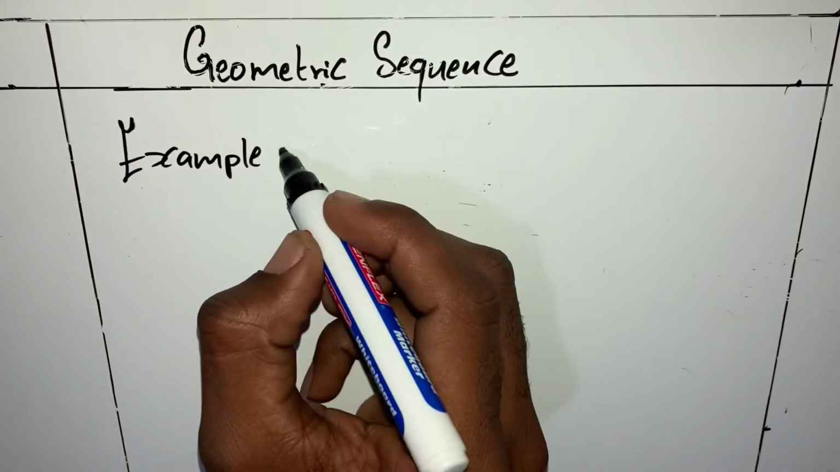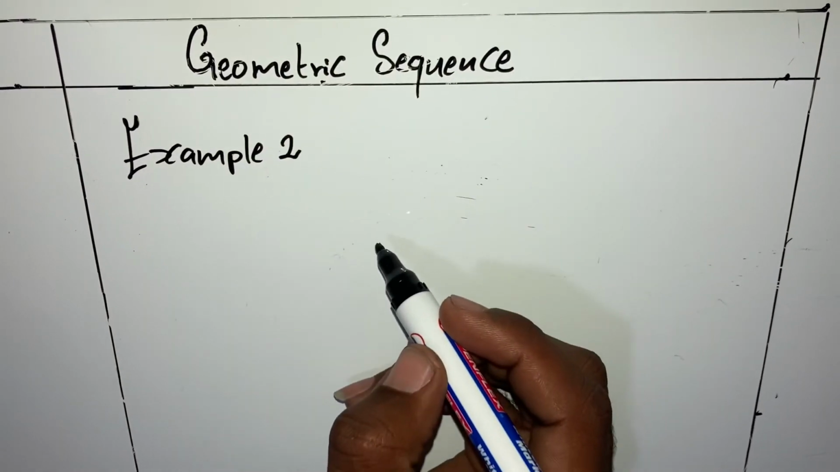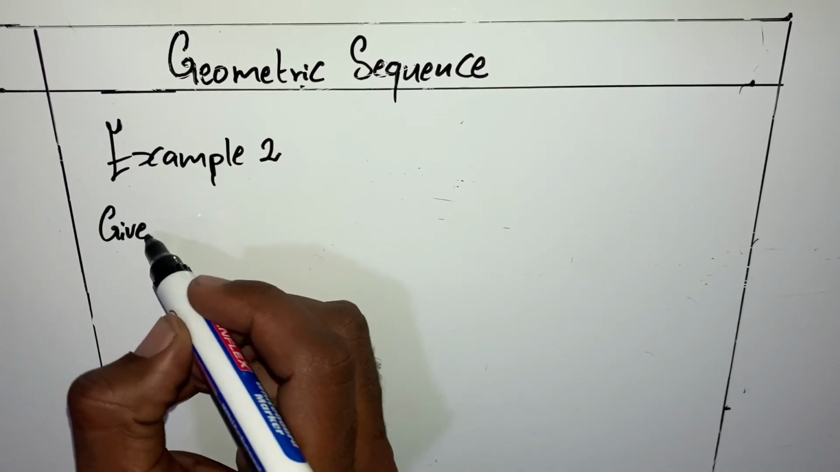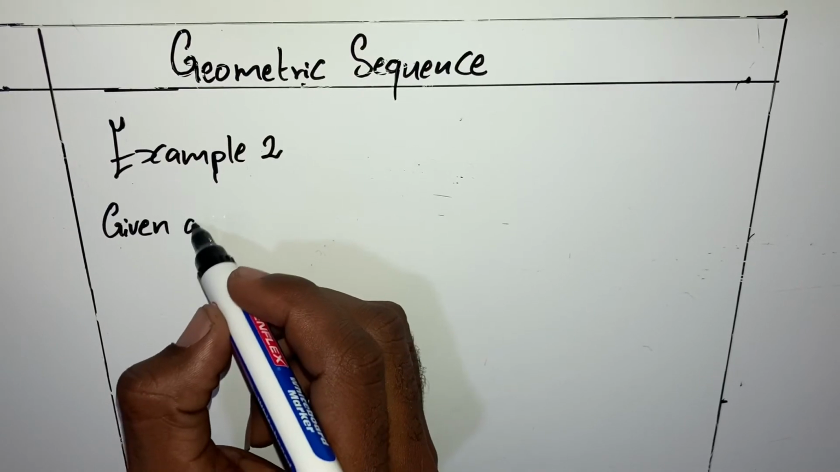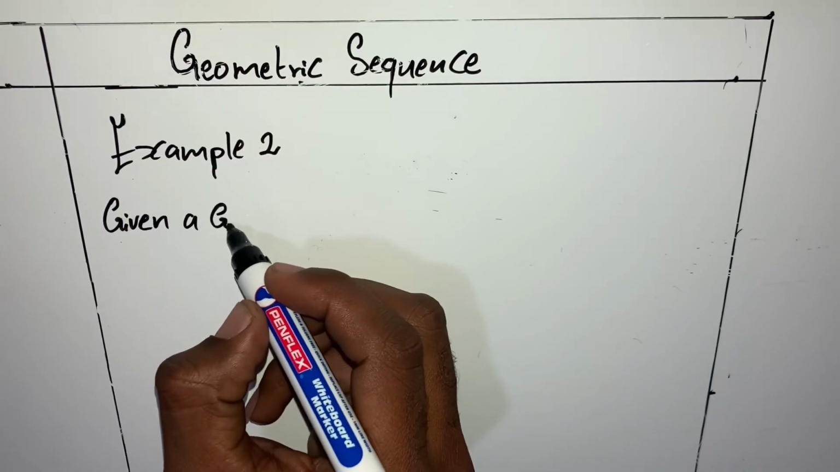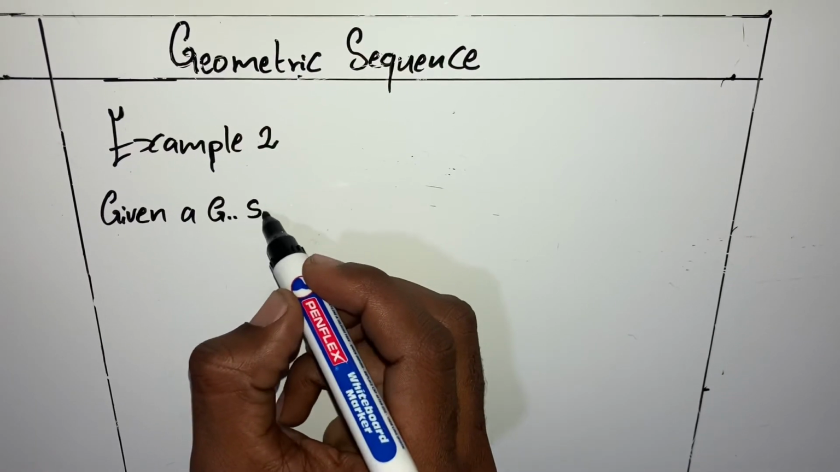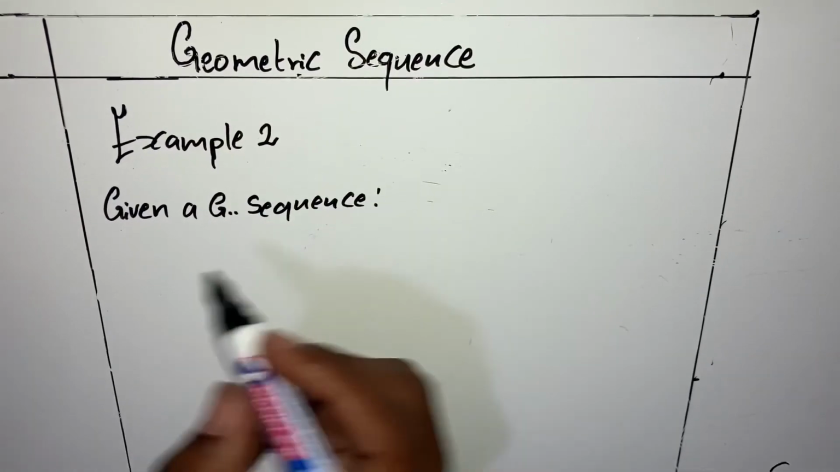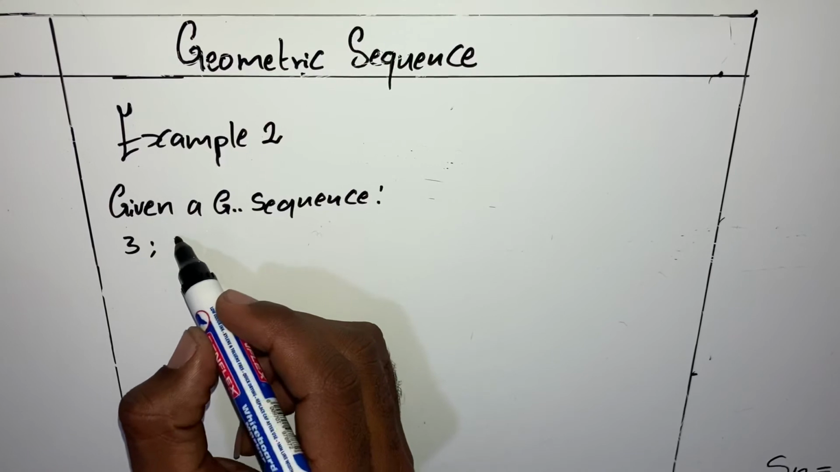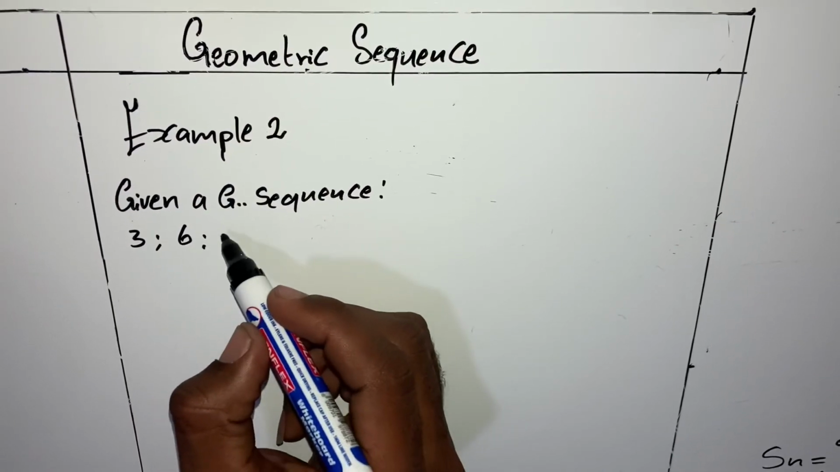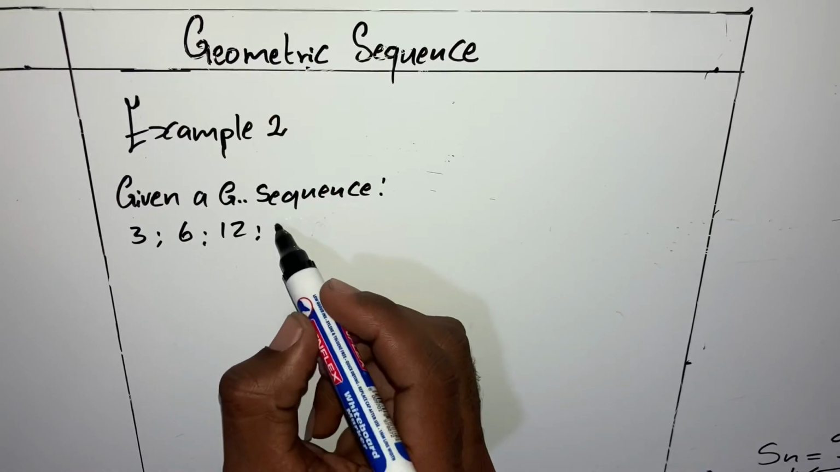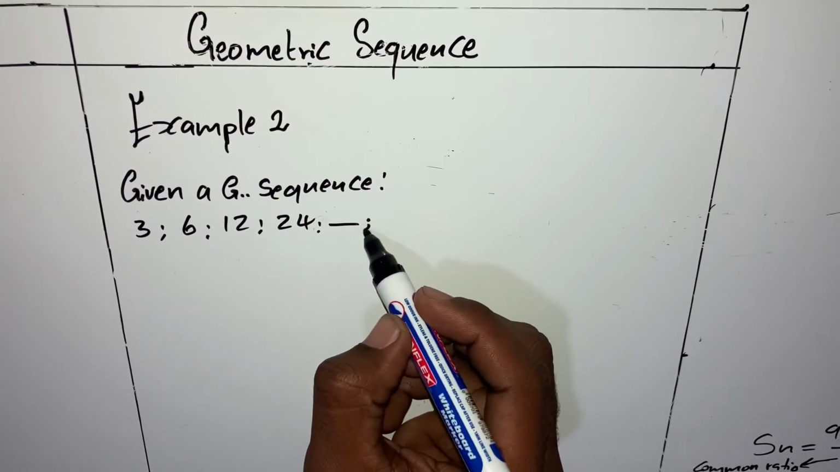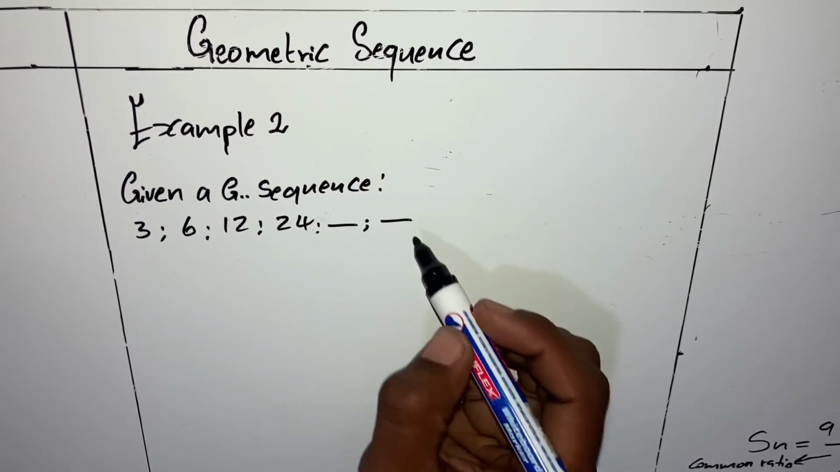Example 2. So for example 2, we are given a geometric sequence: 3, 6, 12, 24. Then let's just leave these as they are.